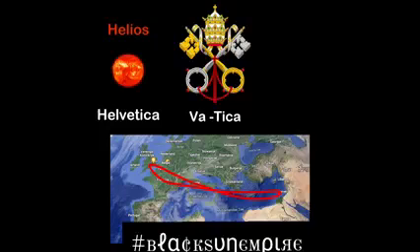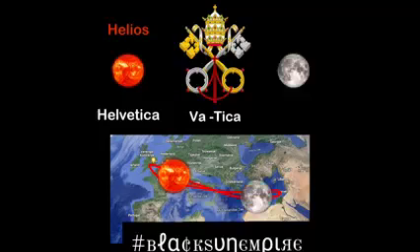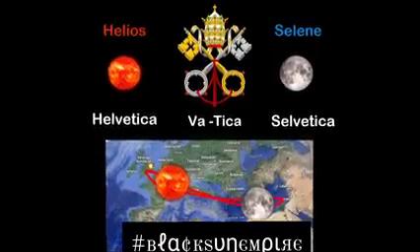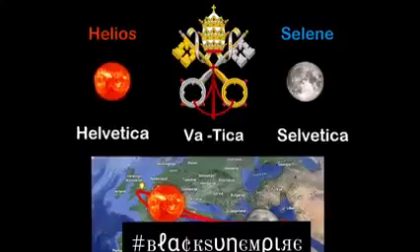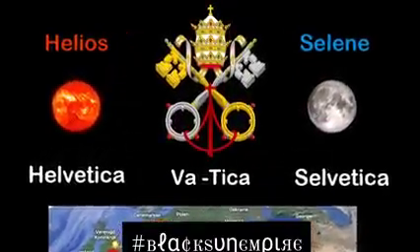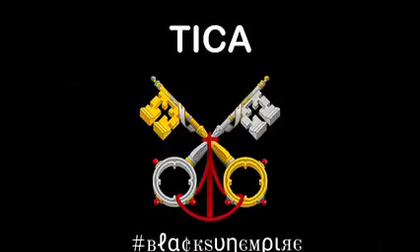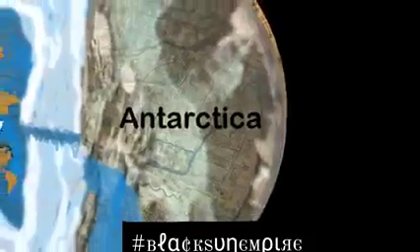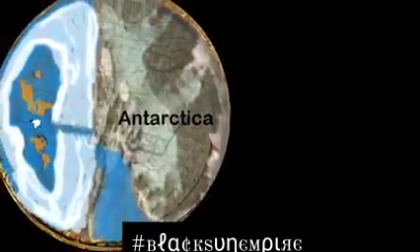So the question is, if you have a Helios Vatica, is there also a lunar Vatica? The Greek word for moon is Selene. So I started to look for Selvetica or Luna Vetica. Well, without success. So I started to look for words ending on Tika. Then I realized the word Antarctica is ending on Tika.